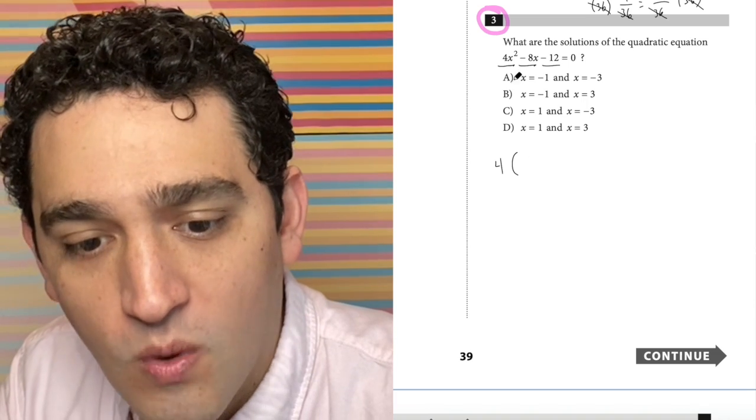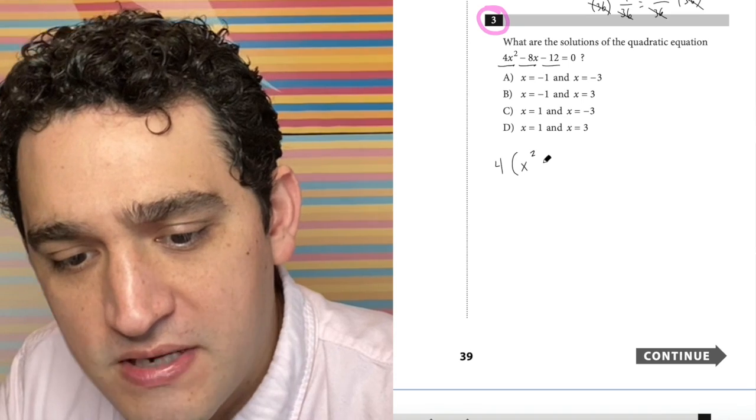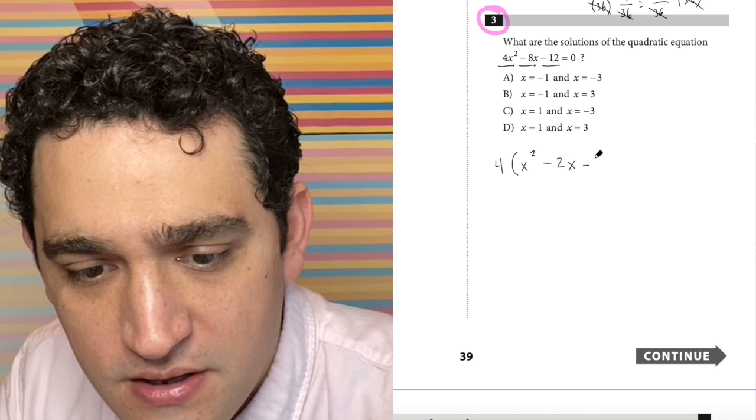What's left over? That's going to be x squared. Negative 8 divided by 4 is negative 2x. And negative 12 divided by 4 is negative 3.